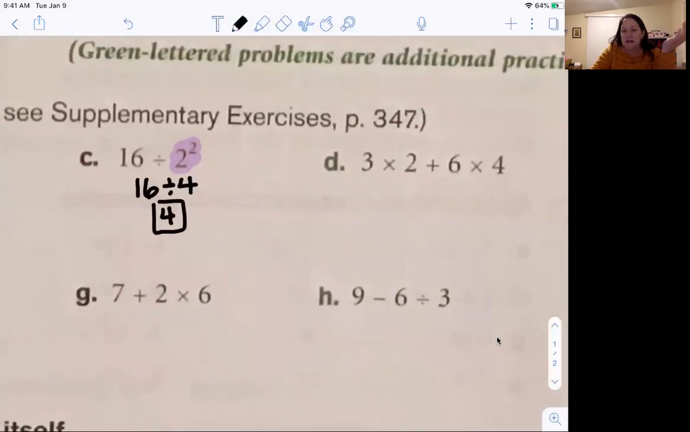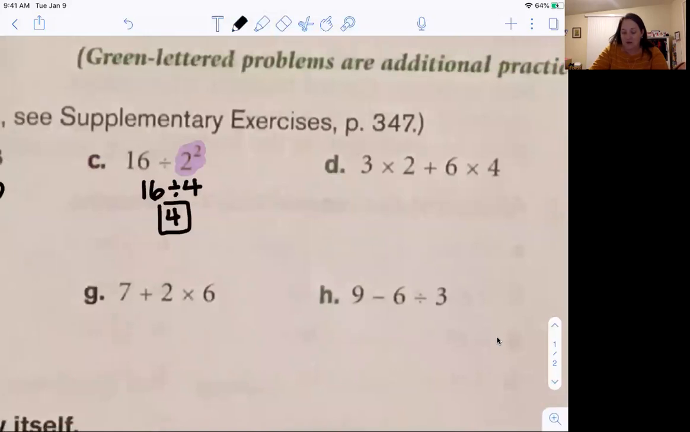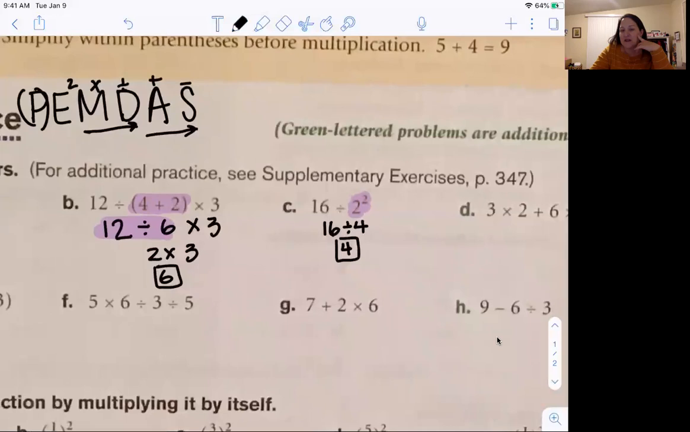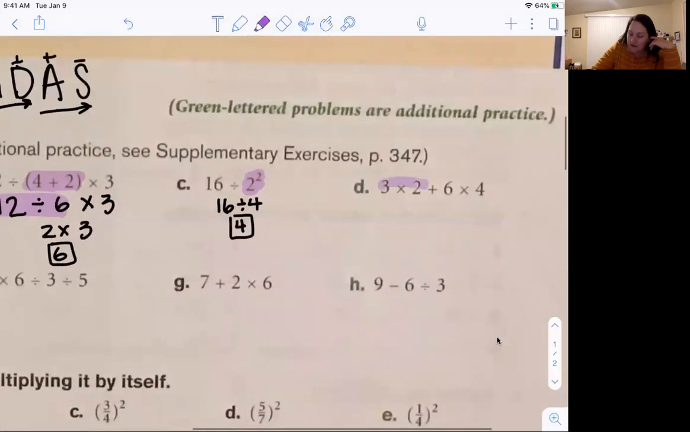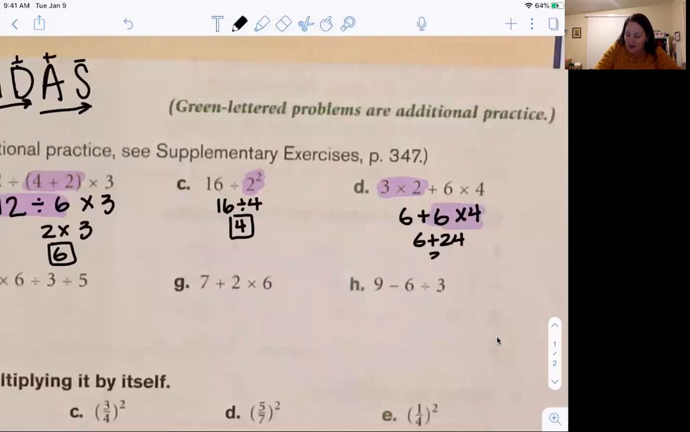Letter D. Now, letter D looks like it could be easy, but let's look at it. We have 3 times 2 plus 6 times 4. What am I going to do first? So go back to my PEMDAS. I'm going to multiply first. Multiply and divide in the order they appear. Okay, so I'm going to multiply 3 times 2 first because that's what comes first. 3 times 2 is 6 plus 6 times 4. Now, am I going to do 6 plus 6 or 6 times 4? I'm going to do 6 times 4, which is 24. So 6 plus 24, and I get 30, and you should get 30. Good job.